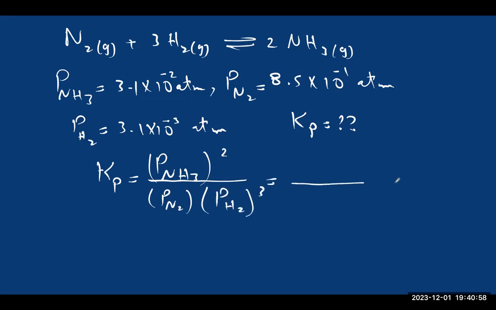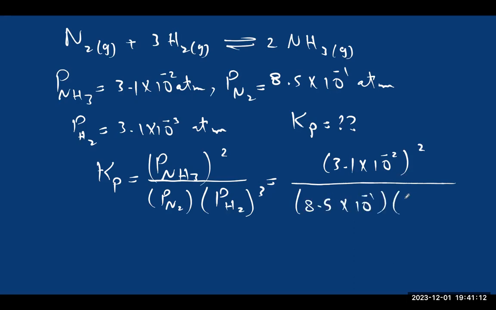Now we need only to put in the values and substitute. So the pressure for NH3 equals 3.1 times 10 to the negative 2, to the power of 2. For nitrogen, it's 8.5 times 10 to the negative 1. For hydrogen, it's 3.1 times 10 to the negative 3. And don't forget, you have an exponent here, it's a 3. And you need to find the value with the calculator, so it will be 3.8 times 10 to the 4. It's about 4. So it's easy if you have the values for the concentration or pressure, and the question asks you to find the Kp or Kc. Now we will go for the relation between Kc and Kp.